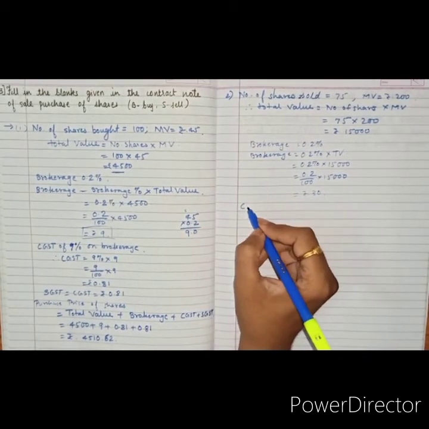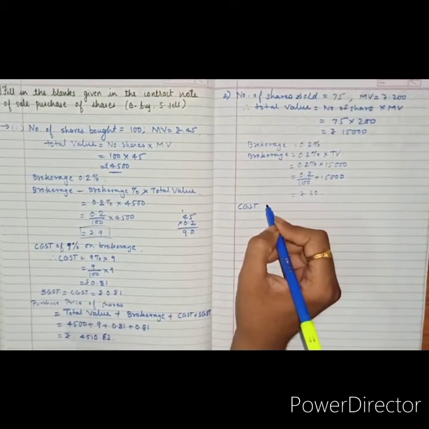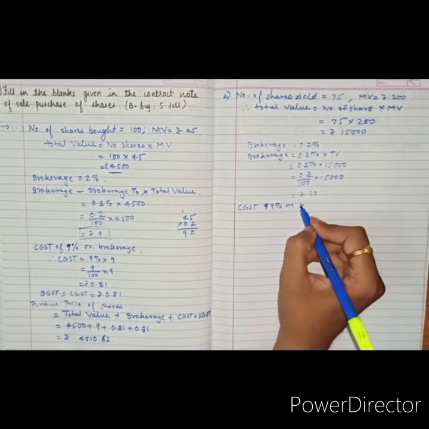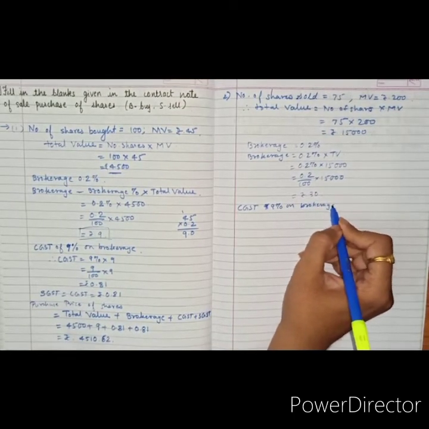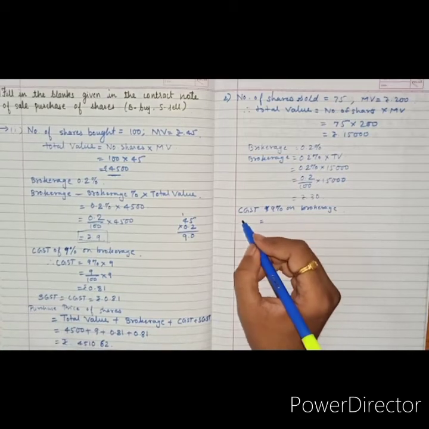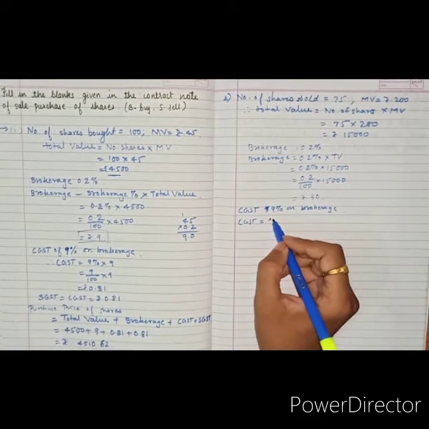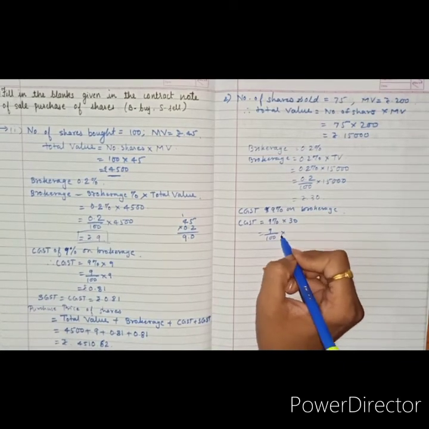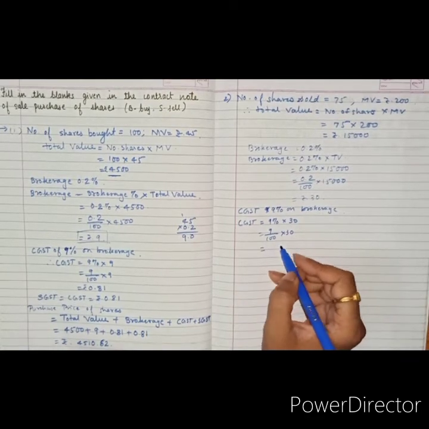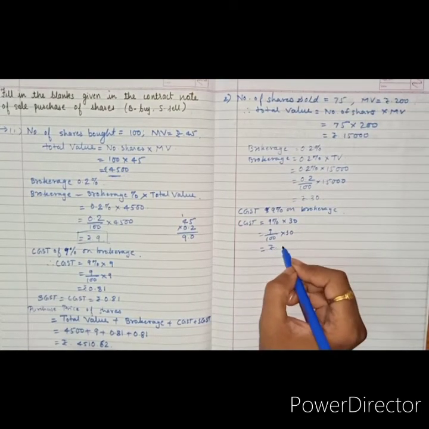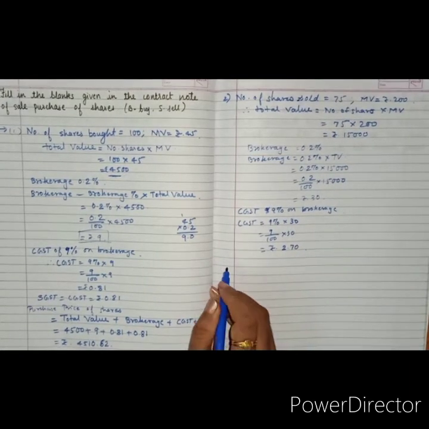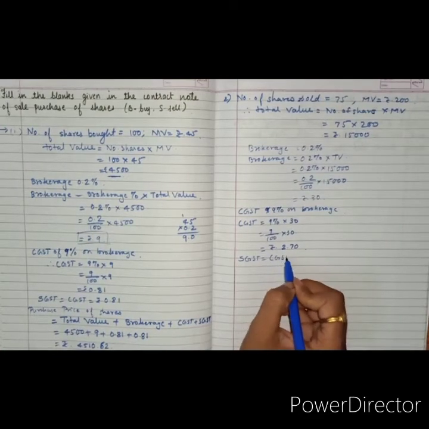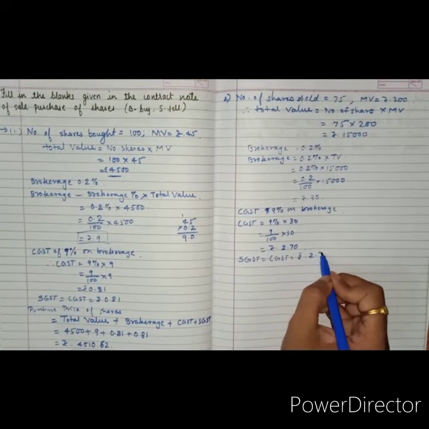Now CGST at what? At 9% on brokerage. Right? 9% on brokerage. That is, this CGST will be equal to 9% on rupees 30. That is 9 upon 100 into 30. This gives you rupees 2 and 70 paise. SGST will be same, equal to CGST, that is rupees 2 and 70 paise.